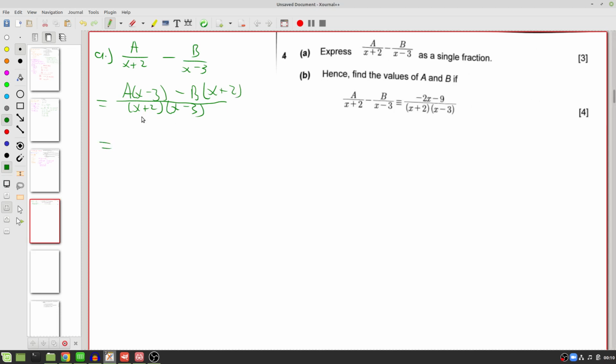Okay, and let's multiply out. So this gives us ax minus 3a. This gives us minus bx minus 2b. And the denominator stays the same. We don't want to multiply that out. That's also a good tip in general: don't multiply out your denominators. Leave them as factorized as possible. Okay, then this would be fine as a final answer.